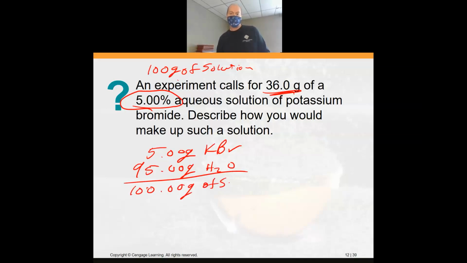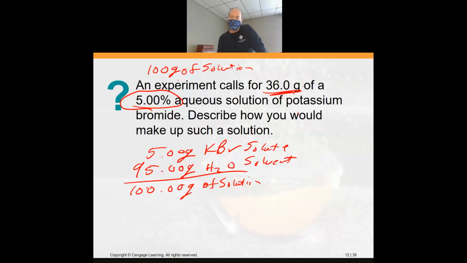In order to get 100 grams of solution, your solution is your solute plus your solvent. I would always write this out when I have a 5% solution: 5 grams of potassium bromide, 95 grams of water, 100 grams of solution. If we wanted to make 100 grams of solution, it would be simple. You just take 5 grams of KBr, 95 grams of water, and you got 100 grams of the solution.